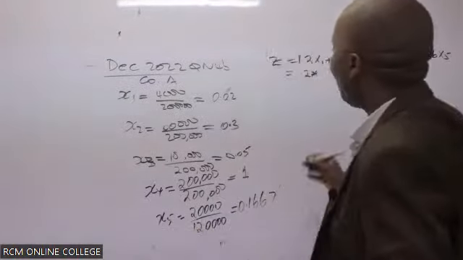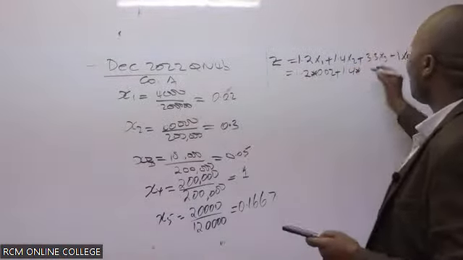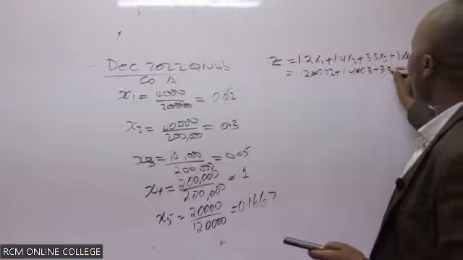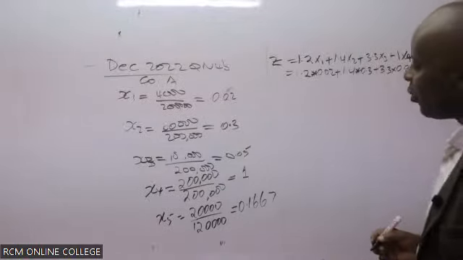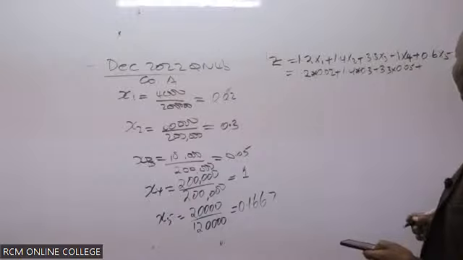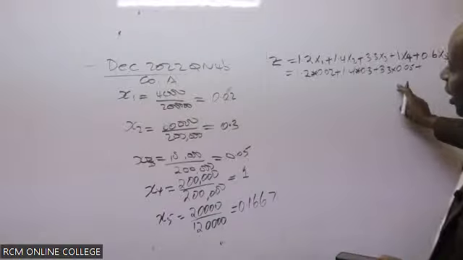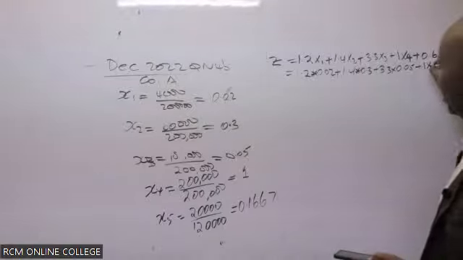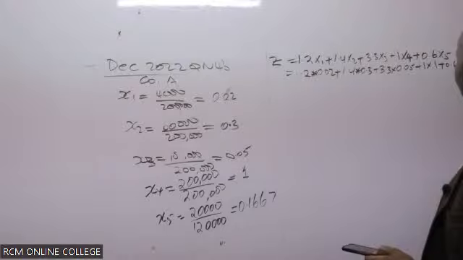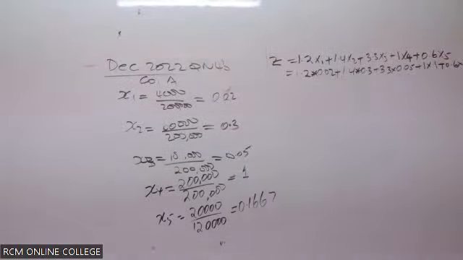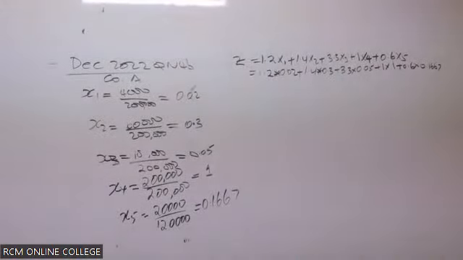So we have here 1.2x1. So x1, what is the figure? It is 0.02, plus 1.4x2. X2 is 0.3, plus 3.3x3. X3, gentlemen, is 0.05, plus, in this case here, 1 times x4, which is 1 as well, plus 0.6 times x5, which is 0.1667 like that. So are you able to give us the final Z figure?